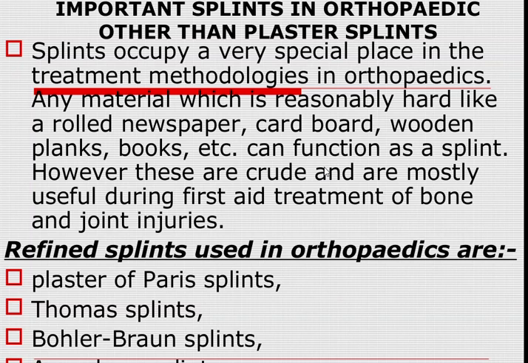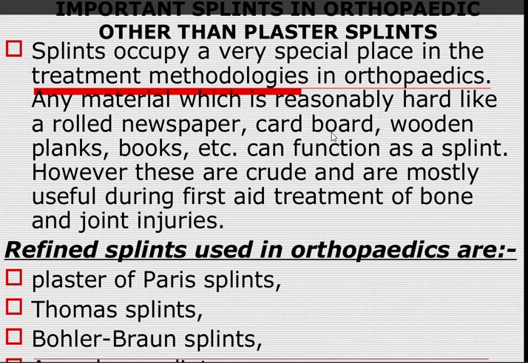For example, if a patient gets an injury at home and we need to shift the patient to a hospital, in that duration from home to hospital the professional splints are not available. So we can immobilize the patient's joints or bone with the help of newspaper, cardboard or books. This is first aid treatment, a basic treatment for bone and joint injuries.